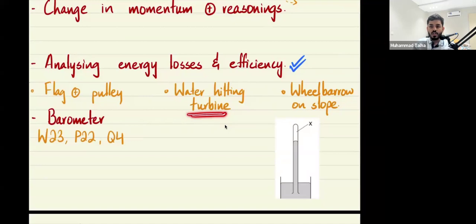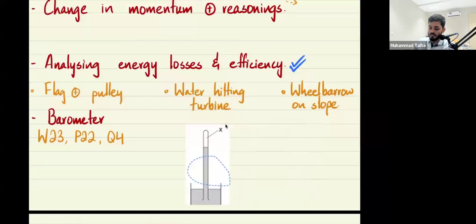Just writing a certain word like friction or air resistance without explicitly talking about how that acts, how that takes away energy, would not suffice. So you would have to say in this case that there could be friction at the turbine, which is preventing it from turning freely. Again, another very recent question was something like this.